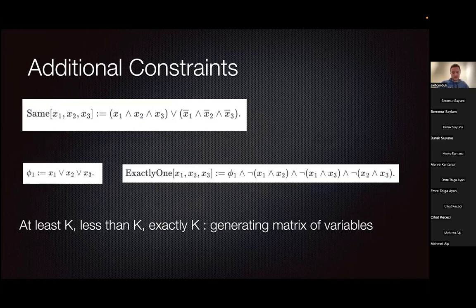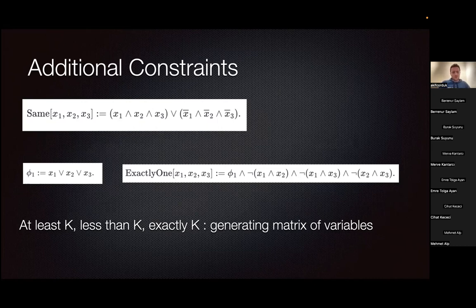Or we can have another type of constraint, which is exactly one. So what we want to achieve is to have exactly one of x1, x2, and x3 as true. So what we do is we define a phi1, which says x1 or x2 or x3 is true, and x1 and x2 cannot be true at the same time, x1 and x3 cannot be true at the same time, and x2 and x3 cannot be true at the same time. So if you express it like this, then you will have this exactly one constraint in your SAT solver.